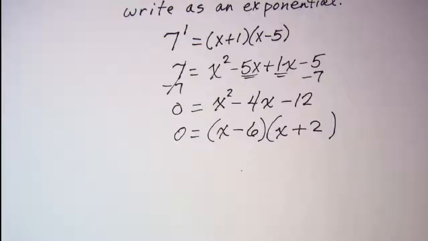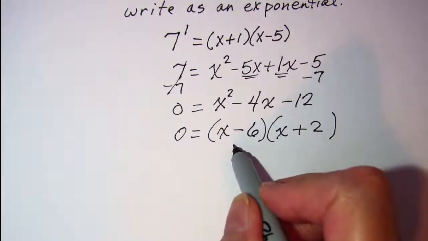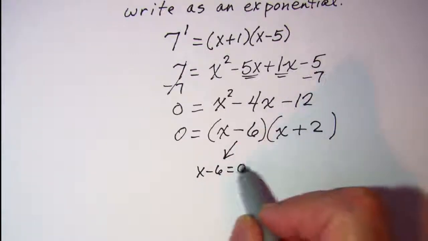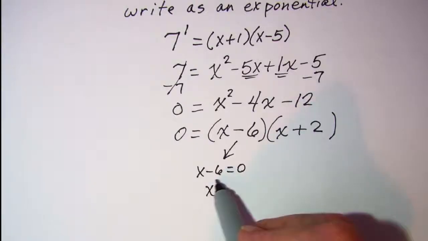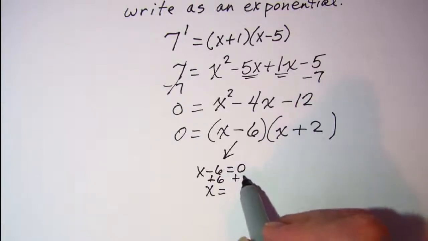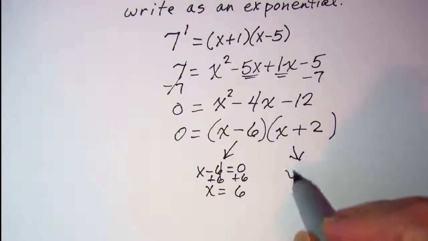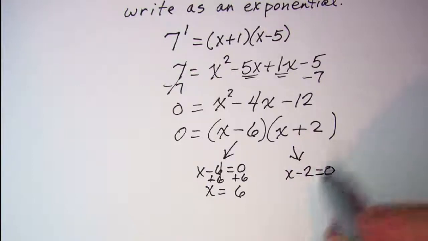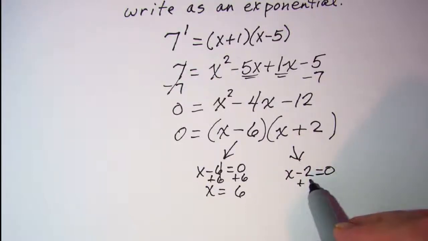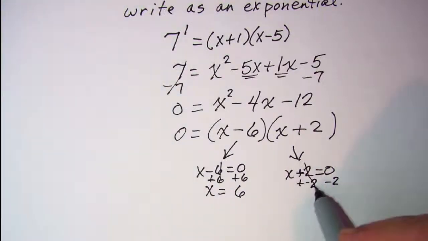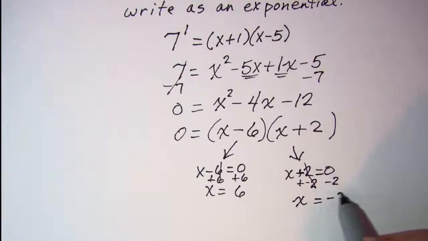All right, now that we have that factored, then we can set each of these factors equal to 0. X minus 6 equals 0 gives me x equals positive 6. And then this one, x plus 2 equals 0. Subtract 2 from both sides. So these will cancel. X equals negative 2.